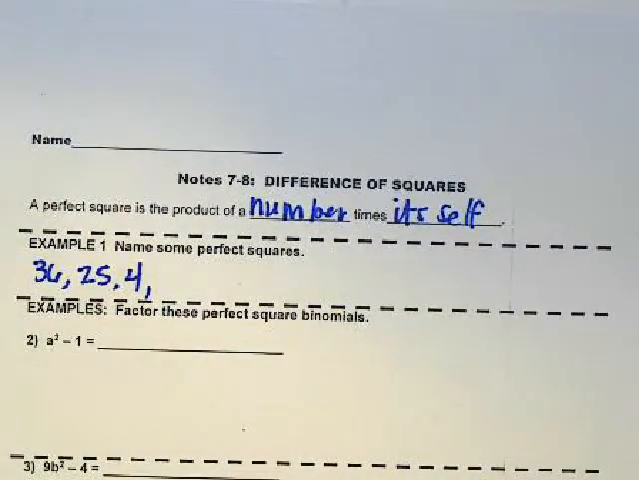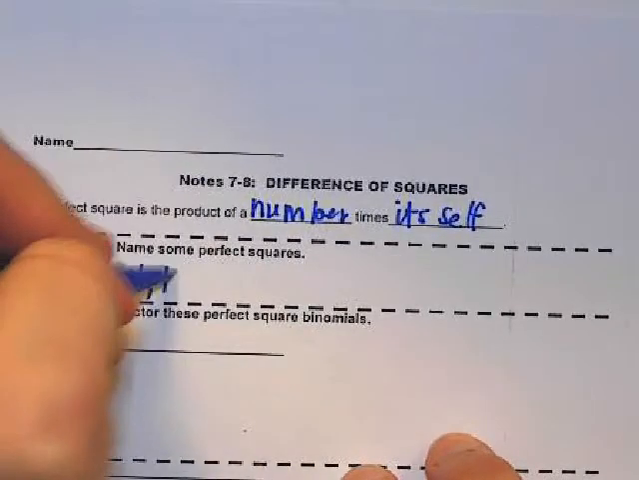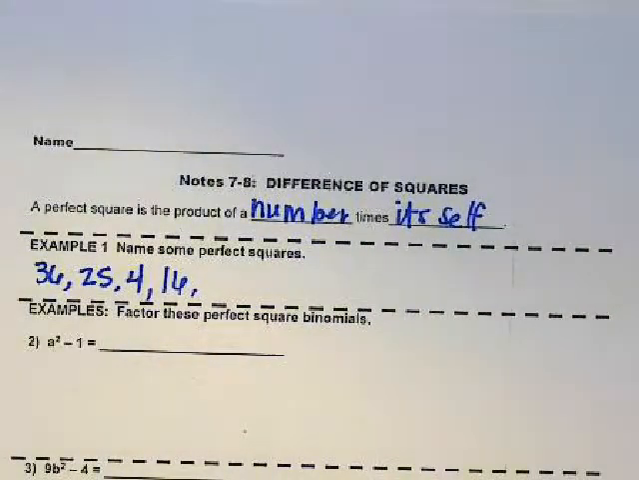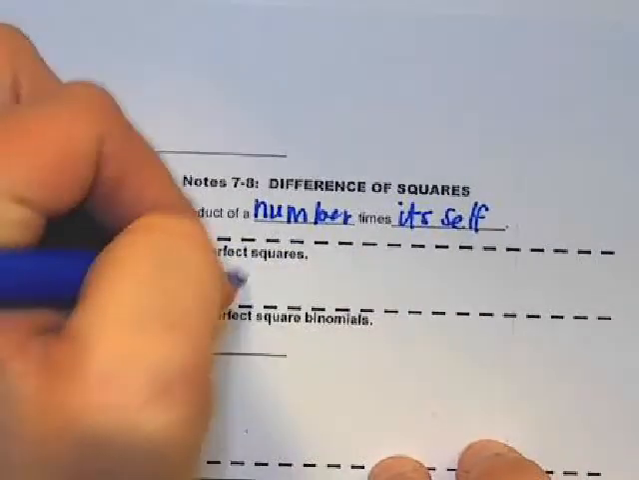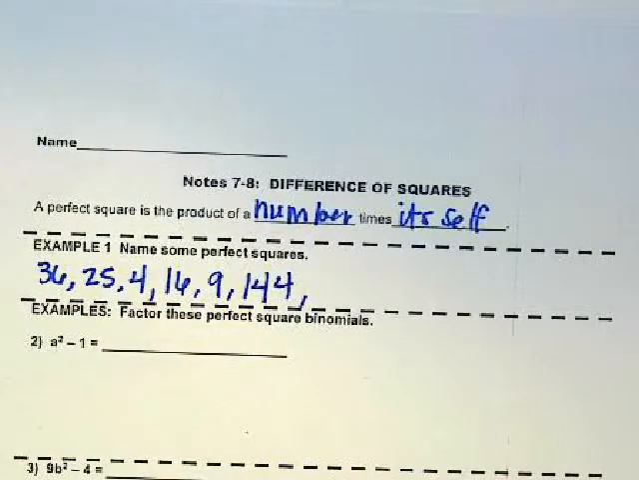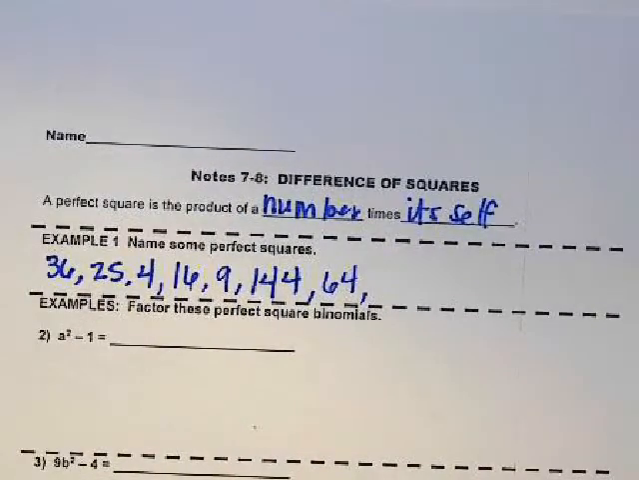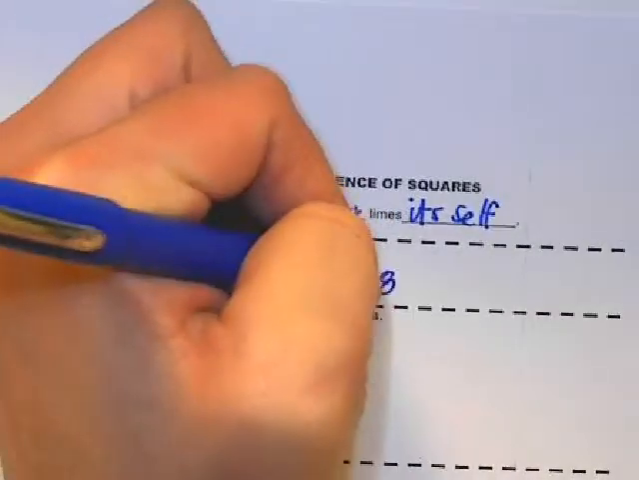8. So what two numbers can be multiplied together to give you 8? 2 and 4. But they have to be the same number. Okay, what's 16? 4 and 4. What's another one? 9. 3 and 3. 144. 12 times 12. 64, 8 and 8. 81, 9 and 9. Good. 100, 10 and 10.